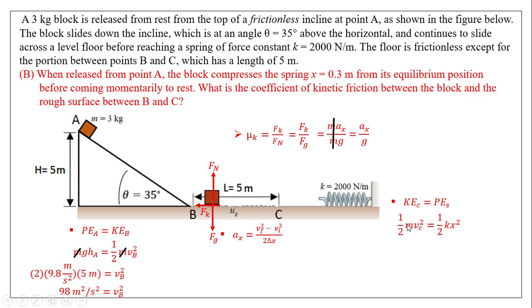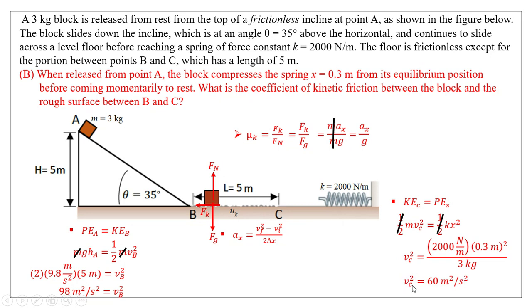1/2 mv at point C square equals 1/2 kx square. The halves cancel out. In that case, if I were to solve for vc square, I need to divide both sides by m. So the numerator stays as kx square. And then I need to divide both sides by m, so therefore m goes in the denominator on the right side. So here, k being 2,000, x being 0.3, I want to square that, and then divide it by the mass.